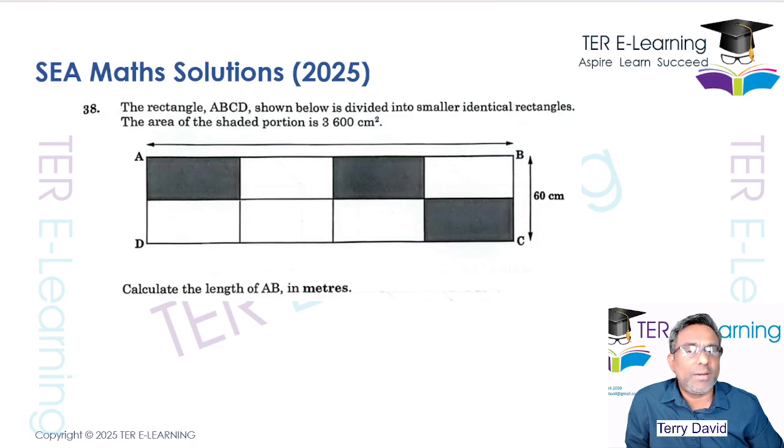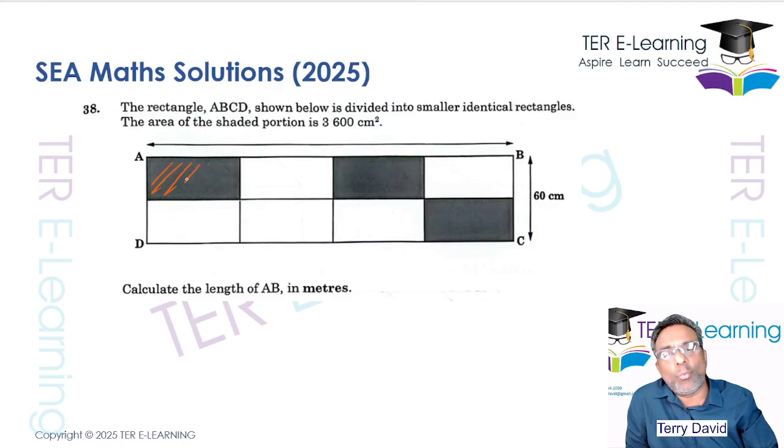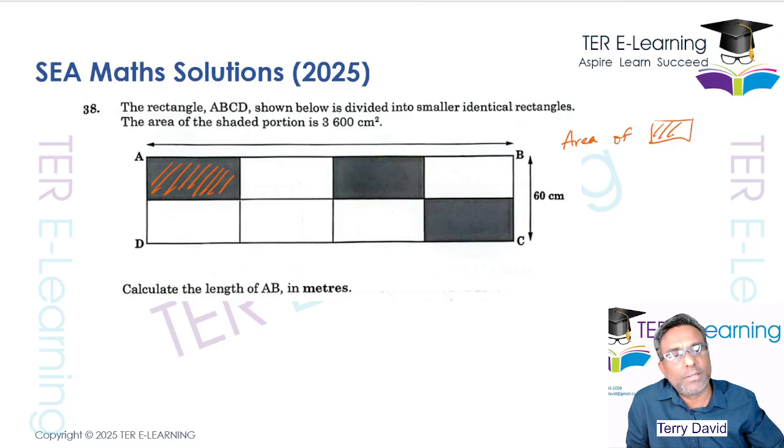What do we have here? We have a rectangle ABCD divided into smaller identical rectangles. The area of the shaded portion is 3600. So what I can do is work out one of these. The area of one of those rectangles is simply going to be equal to 3600 divided by 3, because we have 3 of them. So that's going to give me 1200 cm squared. So that's the area of 1.